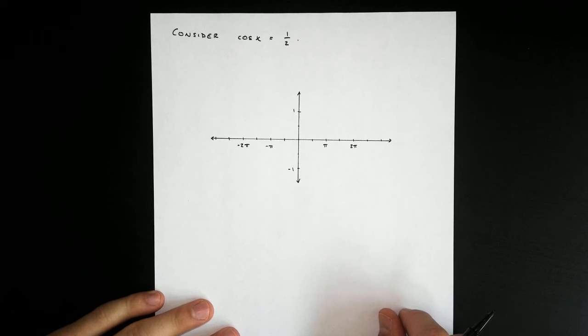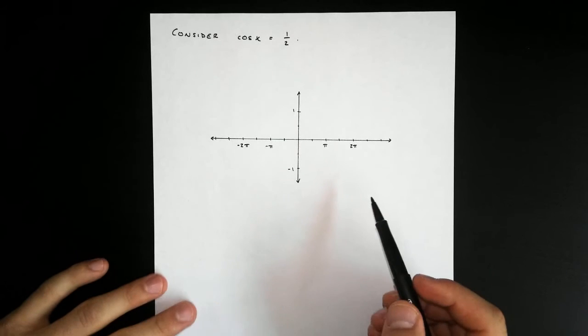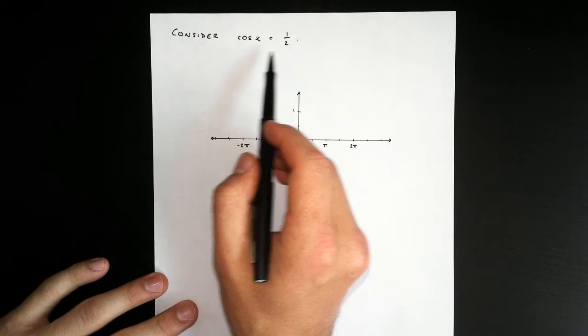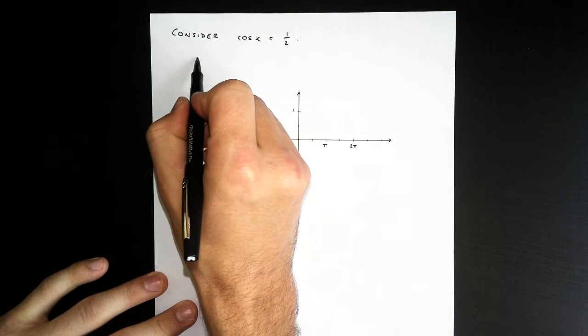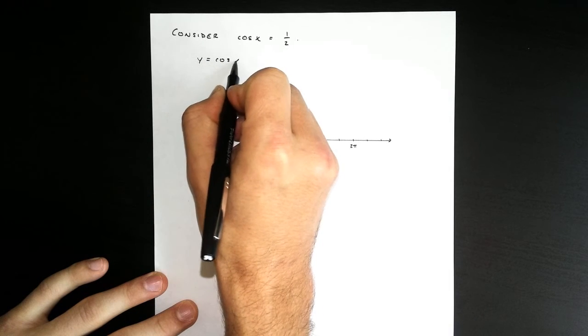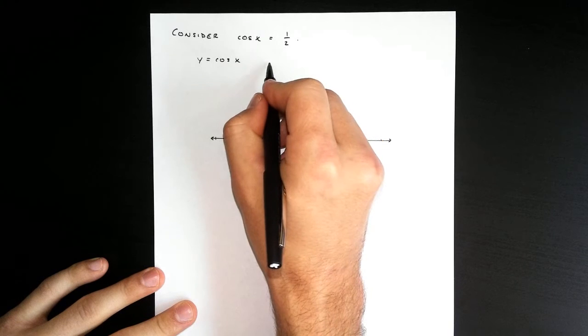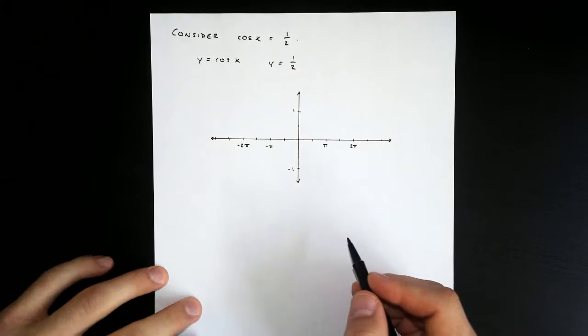So let's think about the equation the cosine of x is equal to 1/2. And we want to find the solutions for x. So what I'd like to do with this is I want to split this up, and let's take each side of the equation and think about the graph for each of those. So we have one where y is equal to the cosine of x, and then y is equal to 1/2.